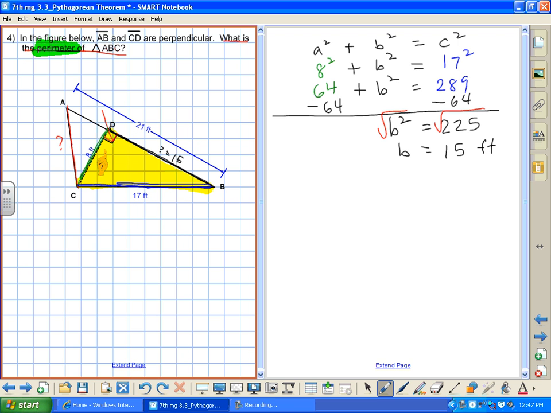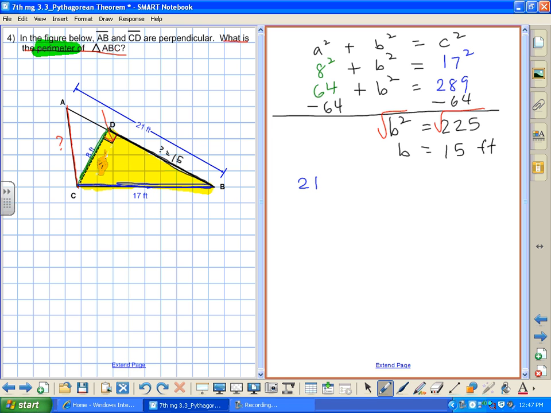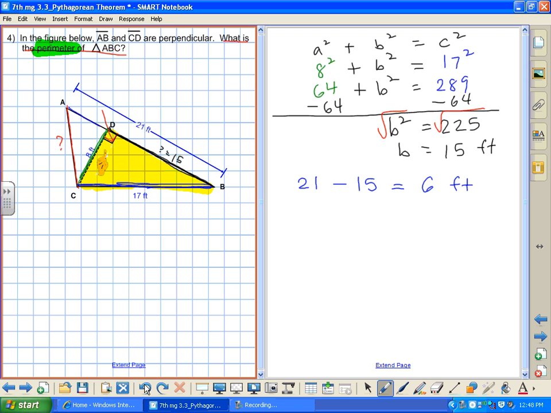Now, if I know that this length here is 15, and the total length is 21, I can figure out that 21 minus the 15 feet is going to give me 6 feet. So I just figured out that this length here is 6 feet. Okay? Since the whole length is 21, this portion is 15. 21 minus the 15 is going to give me the 6 feet here that you see. Okay? Does that make sense?